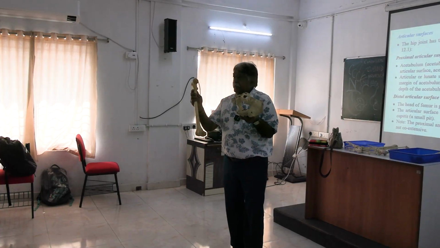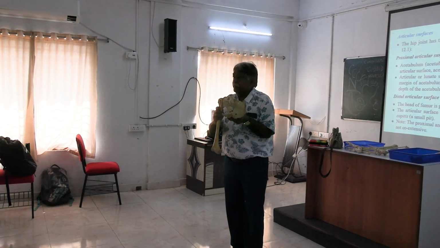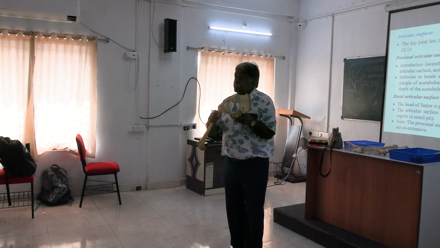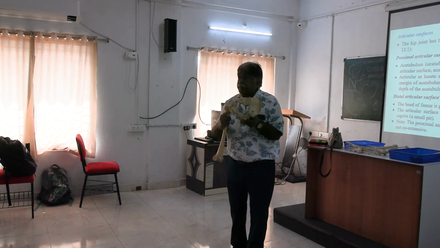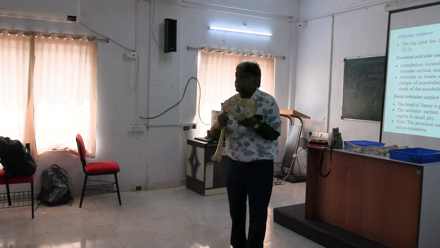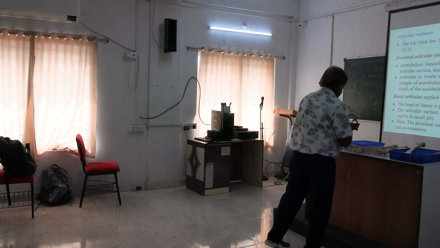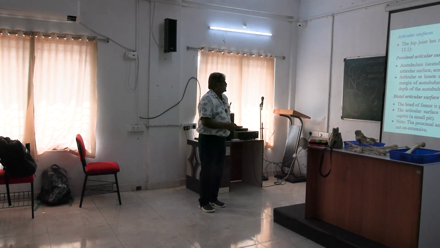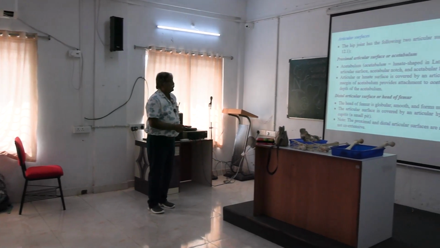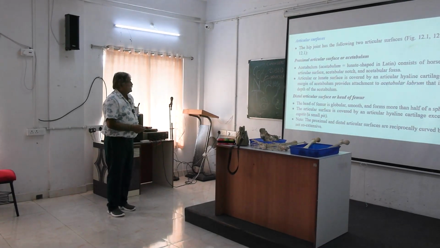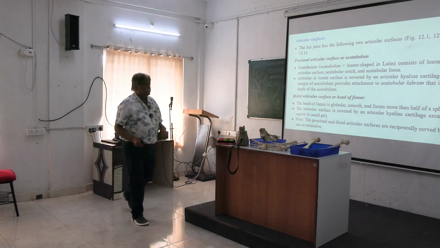This is not this skeleton's pair. It is a different body. But you have to know that the acetabular labrum is covered like this. Now the head of the femur is globular, smooth and forms more than half a sphere. The articular surface is covered by articular hyaline cartilage except at the fovea capitis, a small pit.